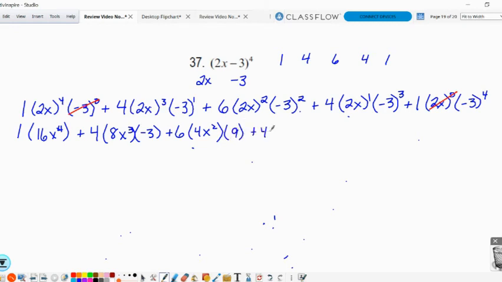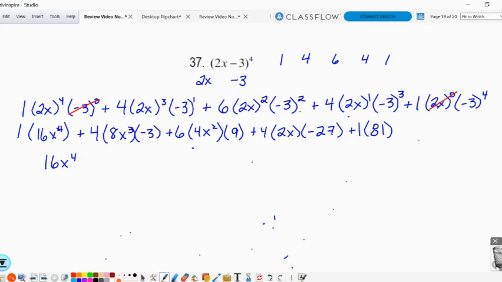Plus 4 times 2x to the power 1, so that's just 2x. Negative 3 cubed gives us negative 27. And then plus 1 times negative 3 to the fourth, which is 81. So now we're going to multiply all of our coefficients within each term separated by addition and tack on our variable. So our first term is 16x to the fourth.